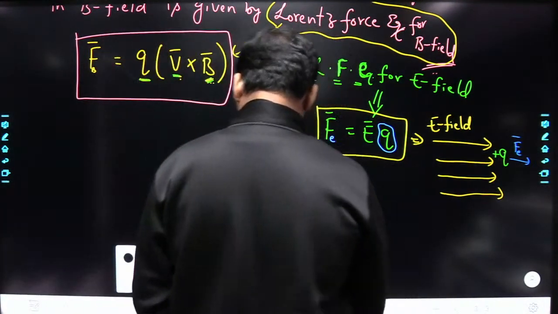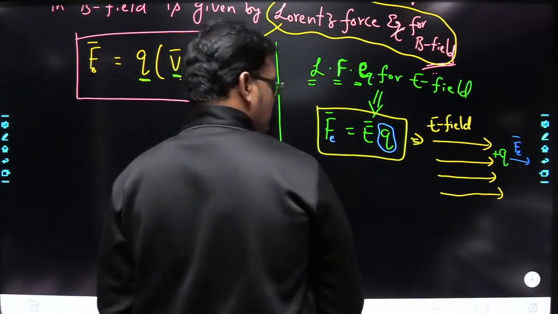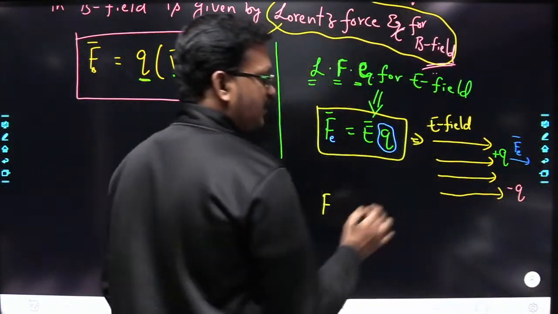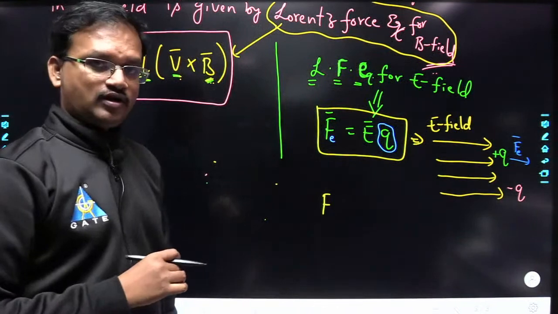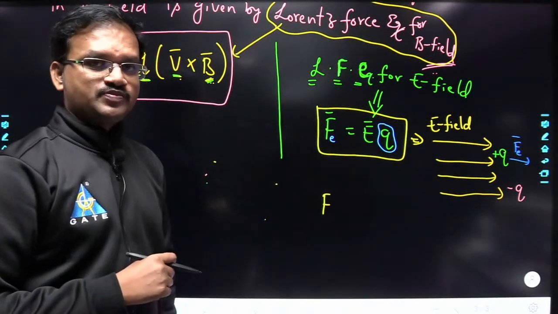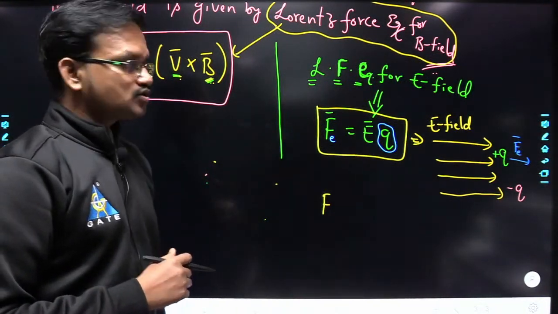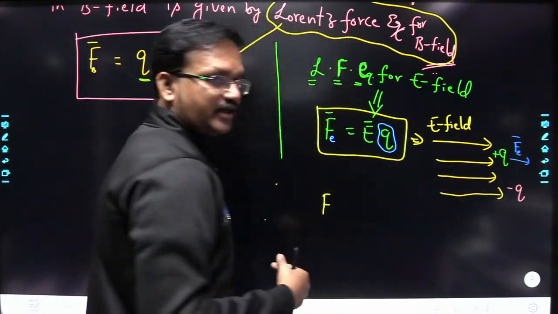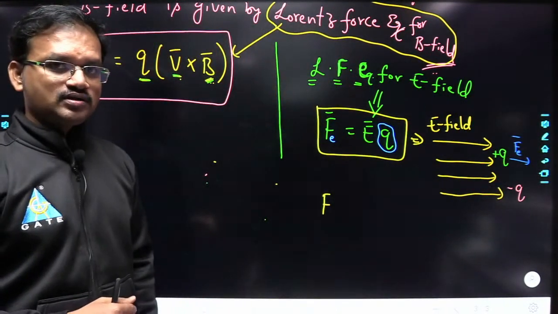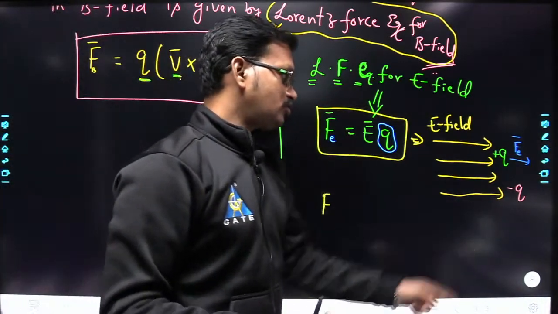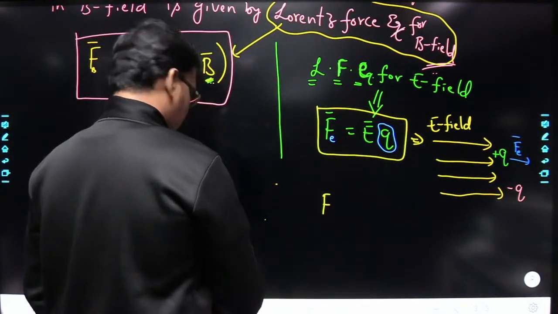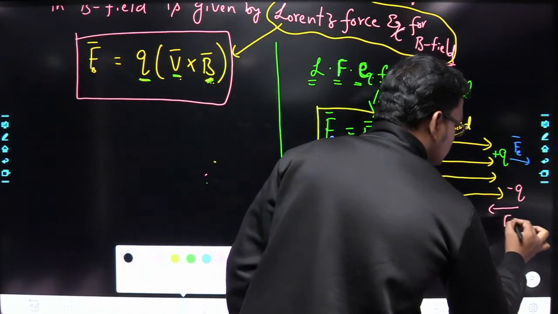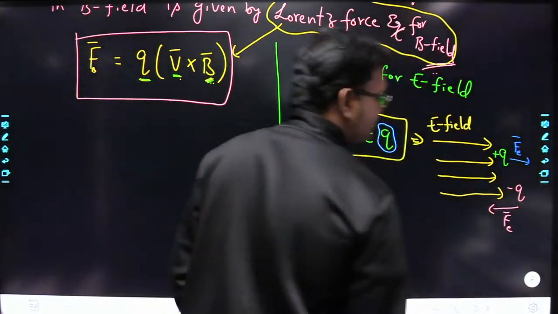Now suppose I place a negative charge here, minus Q, in the electric field. In which direction is it going to experience the force? Minus Q is going to experience the force against the electric field direction, yes or no? So minus Q is going to experience the force in this direction. This is the electrical force.